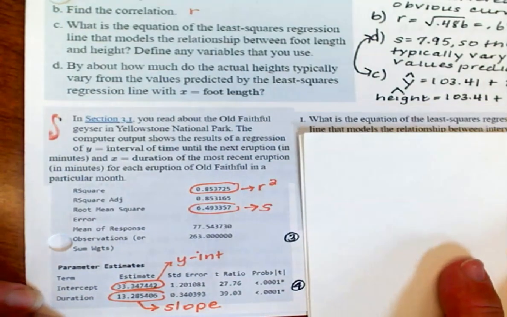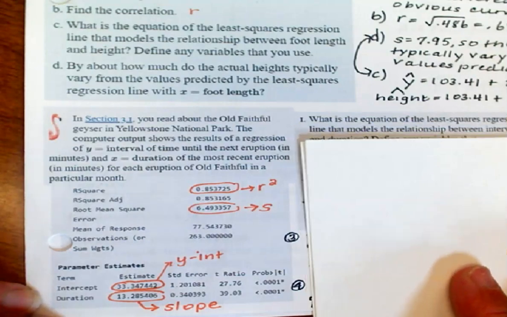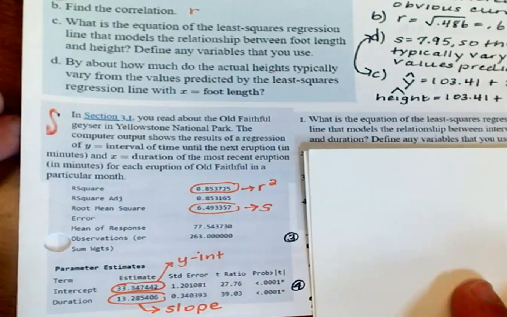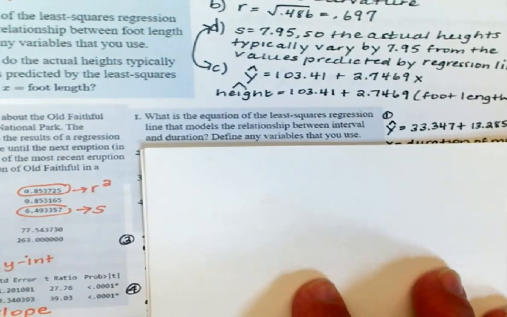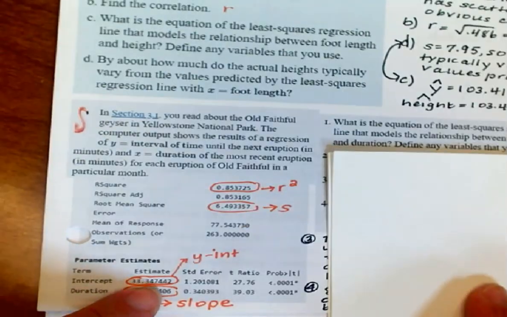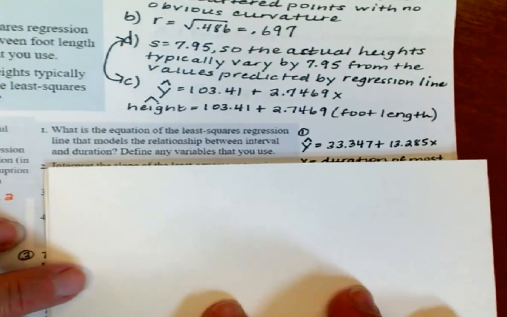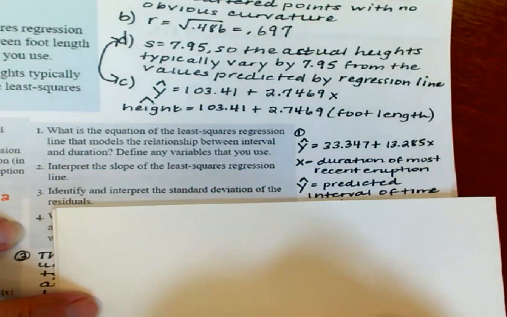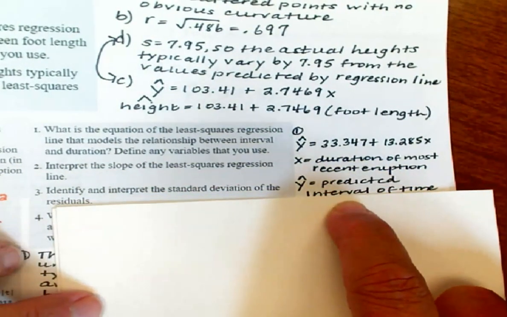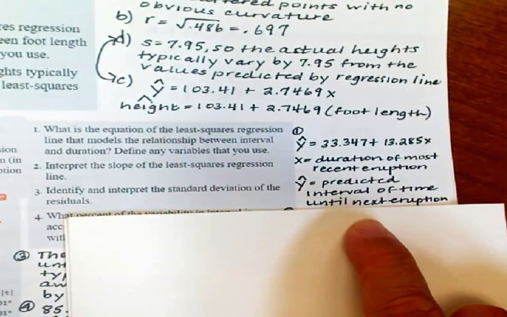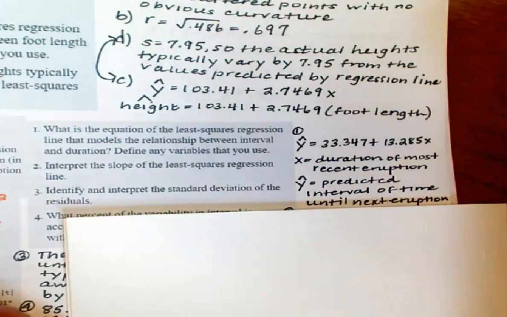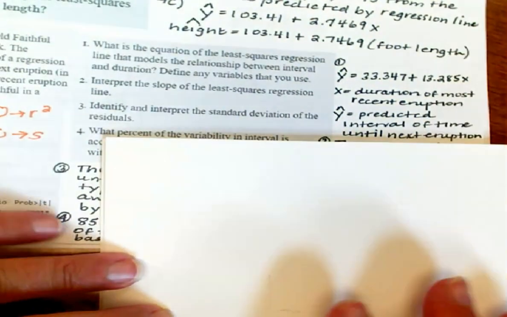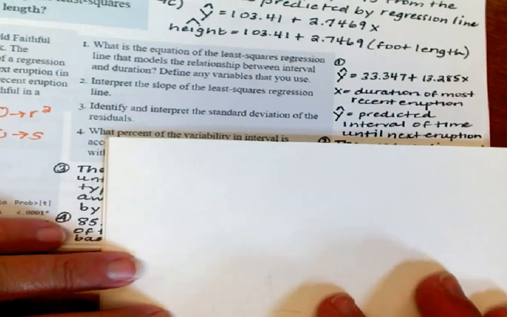So question 1, what is the equation of the least squared regression line that models the relationship, and define any variables that you use? So we would come up with y hat equals, don't forget that's your y-intercept, there's your slope. So y hat equals 33.347 plus 13.285x. X is the duration of the most recent eruption, and y is the predicted interval of time until the next eruption. So that was in the problem, and we're just pointing out or describing what those things are.